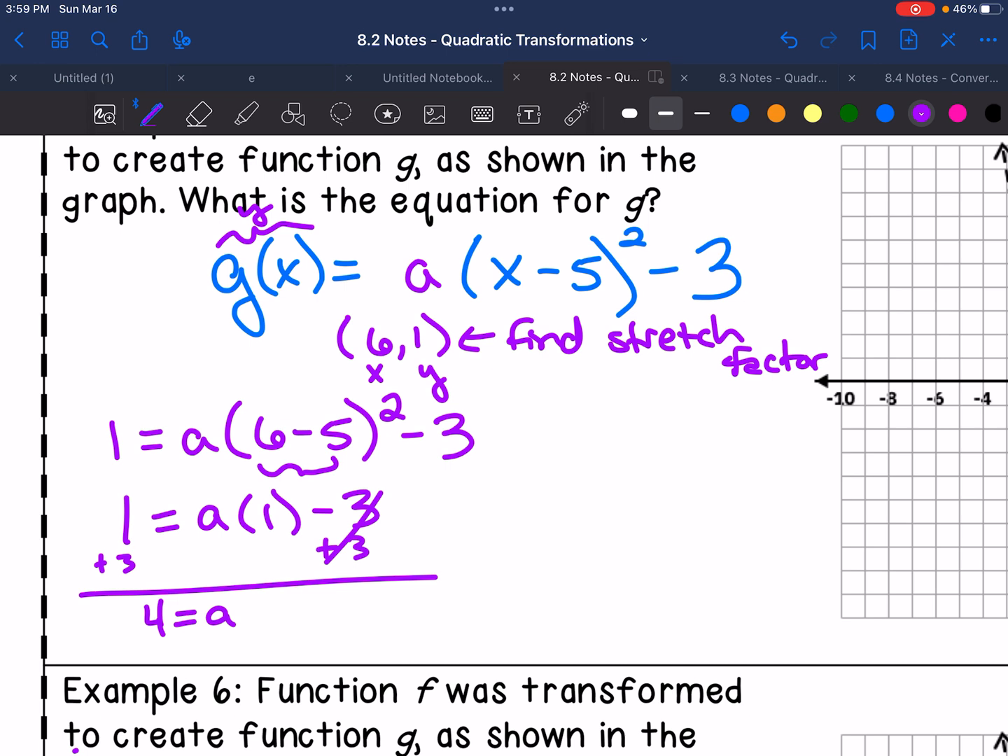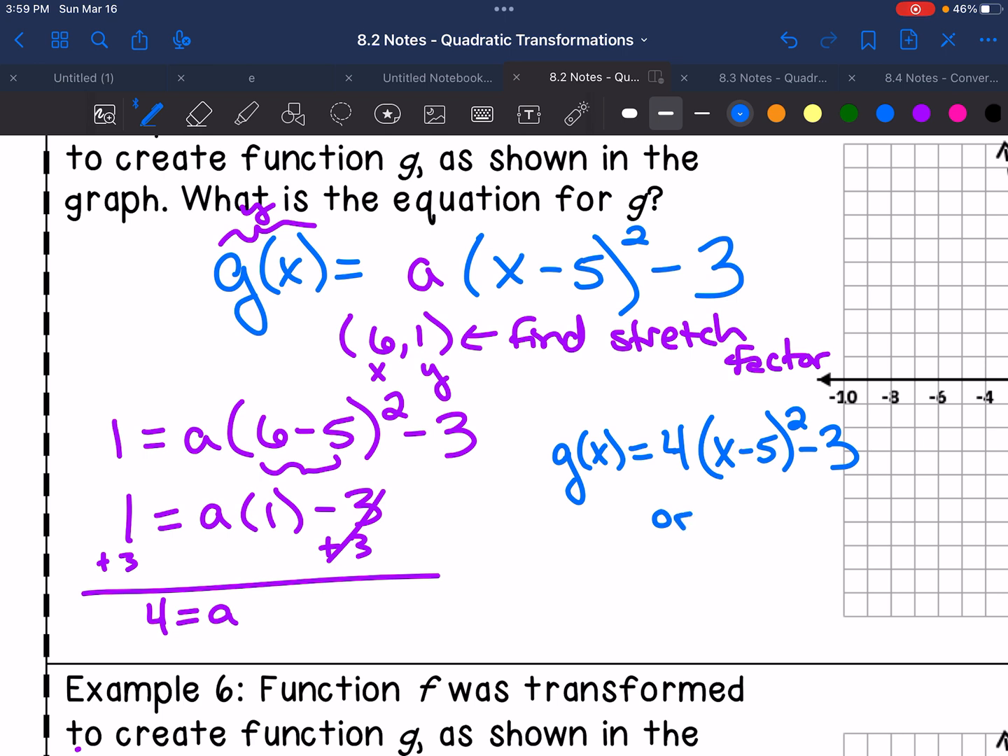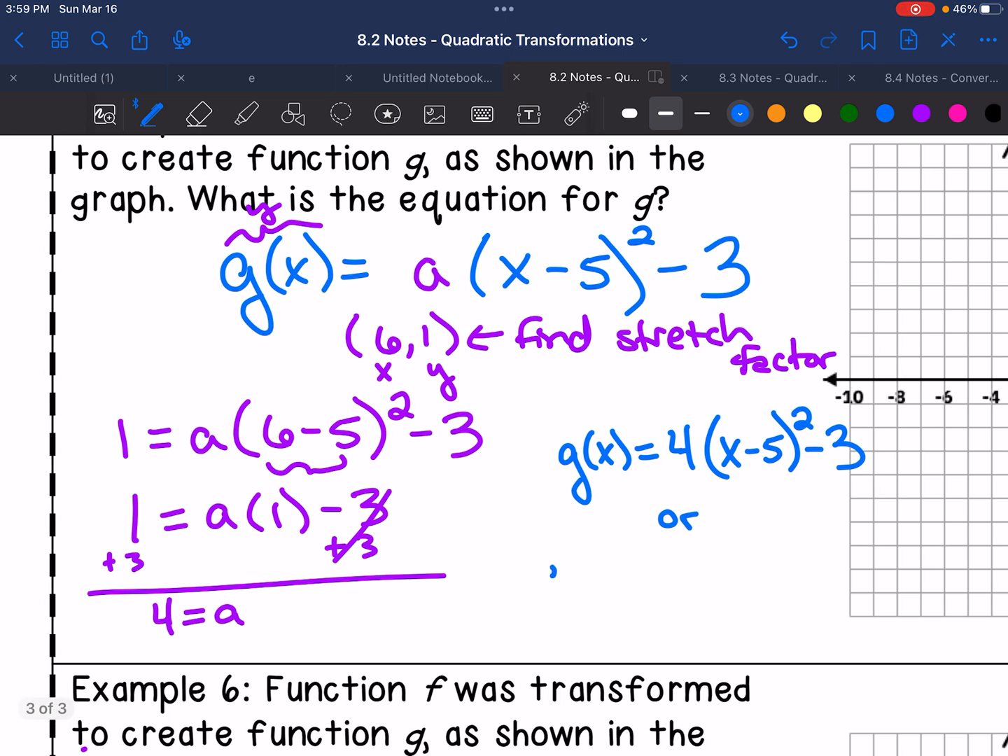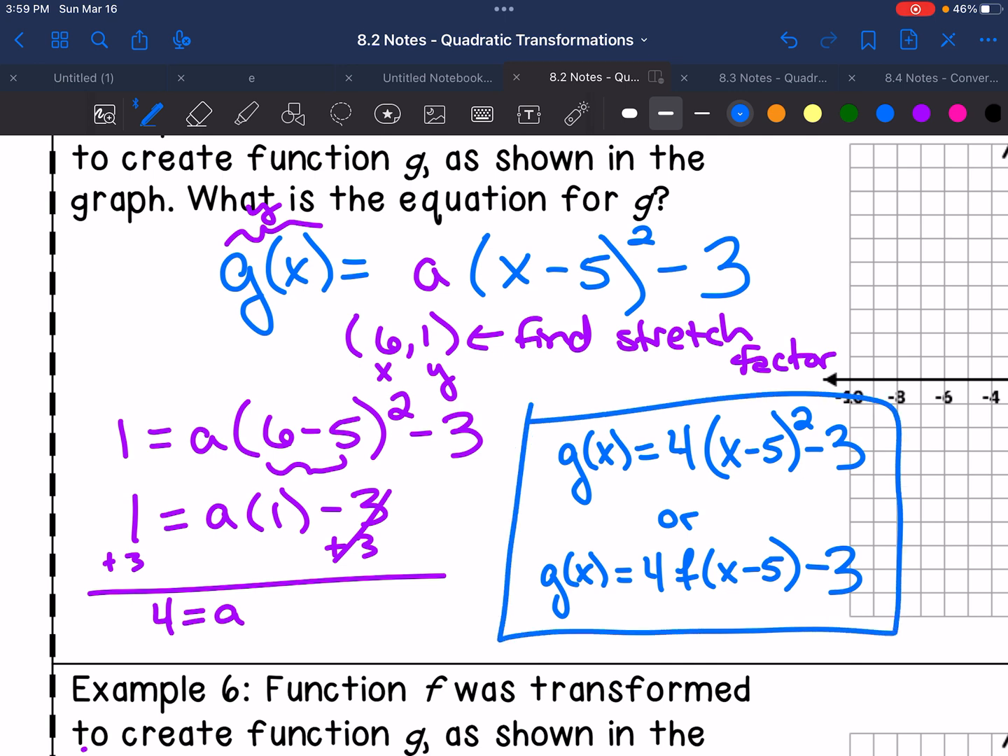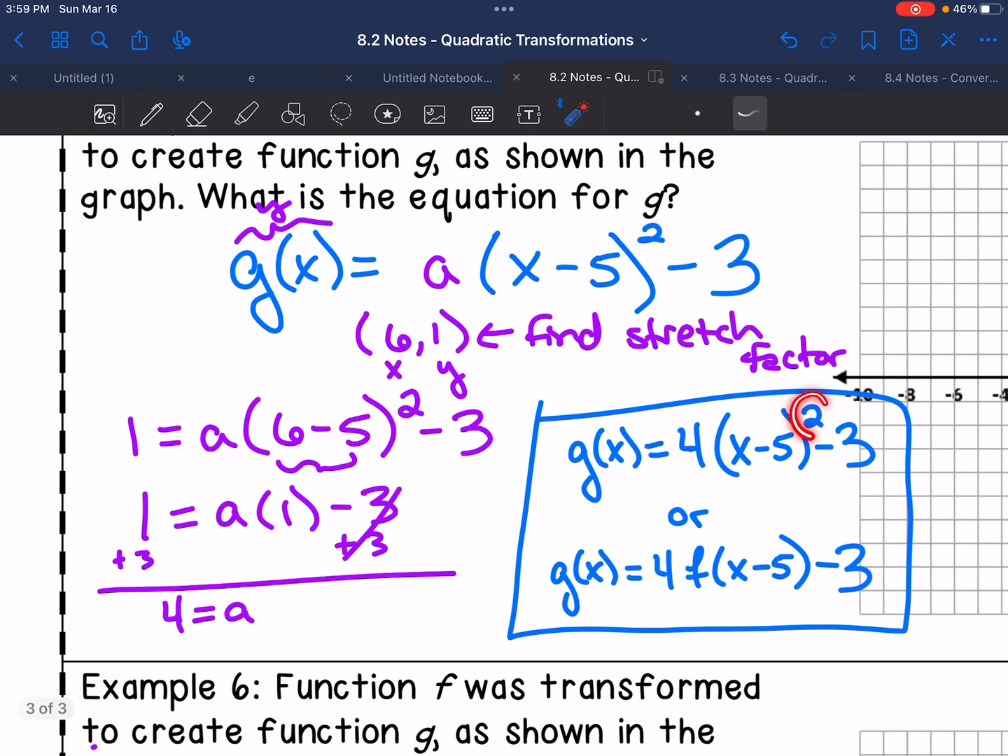And so my function is going to be g of x equals 4 times (x minus 5) squared minus 3. We could also write that in true function notation, where we use the g and the f to represent that parent function. We could say g of x equals 4 f of (x minus 5) minus 3. Notice when we write it with a g and an f, we don't use that squared, we don't put that exponent there, because f of x is representing the x squared.